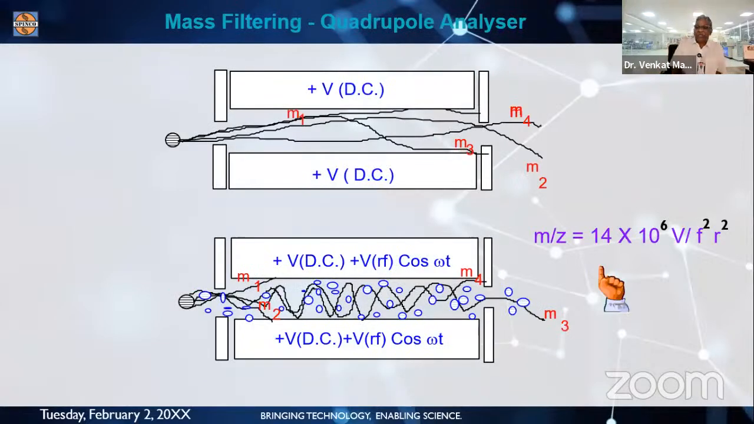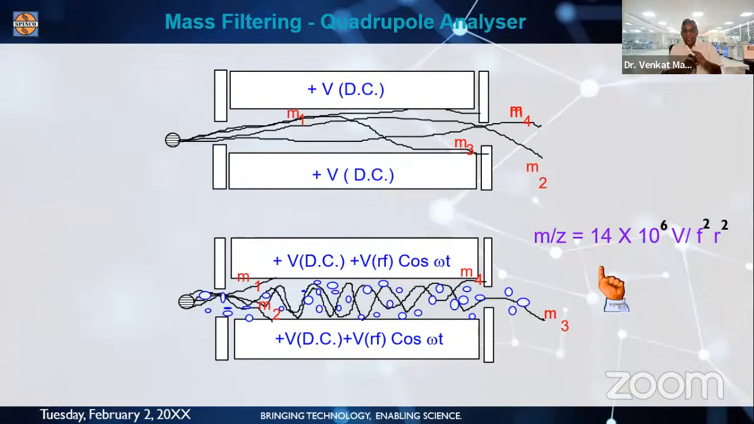Now you see this equation. The mass of the ball is related to the frequency of rotation. The frame is nothing but the electrical field you created because of the DC and AC voltage. Depending upon the frequency, F1, M1 will come out; F2, M2 will come out; F3, M3 will come out; M4 will come out. In this case, you can see F3, M3 has come out.